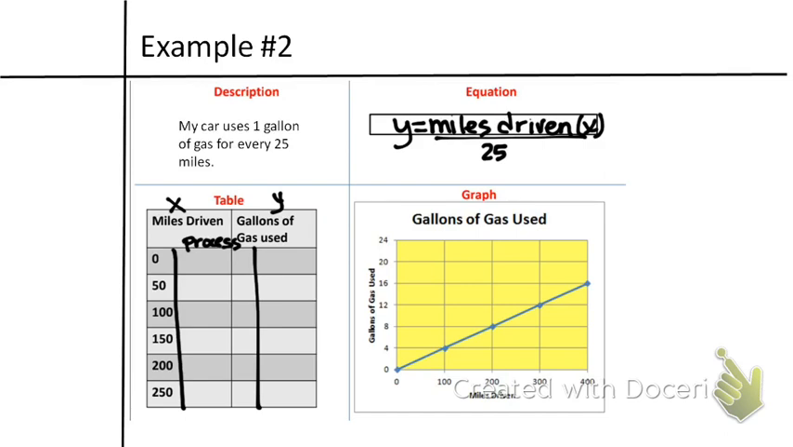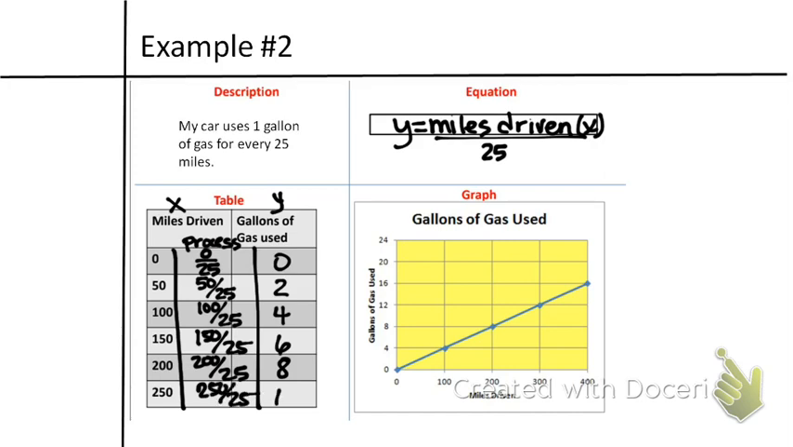So I'm going to do the same thing here and show my process. Our x is 0 divided by the 25 miles for every gallon, so if we drove 0 miles, we used 0 gallons. This time we drove 50 miles divided by the 25 miles for every gallon, so 50 divided by 25, we get 2. I'm going to keep repeating our process. 100 divided by 25 is 4. 150 divided by 25, we get 6. 200 divided by 25, we get 8. 250 divided by 25, we get 10.